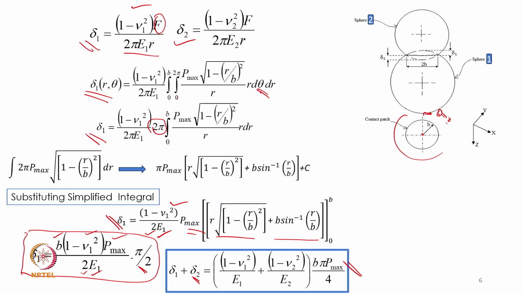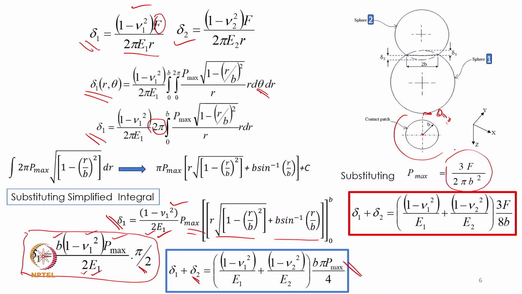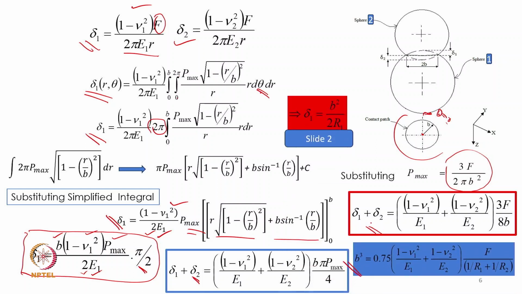We sum up and this expression comes in this manner. Now we substitute the P max which we derived in the previous relation, that was 3 by 2 F divided by pi b square, and then this comes like this. Now if we write the expression of b here, that also can be substituted, and it will come in this form. The cube of the semi width b can be given in terms of effective Young's modulus. This is the effective Young's modulus and this is the effective radius 1 by r. So this expression can be simplified.